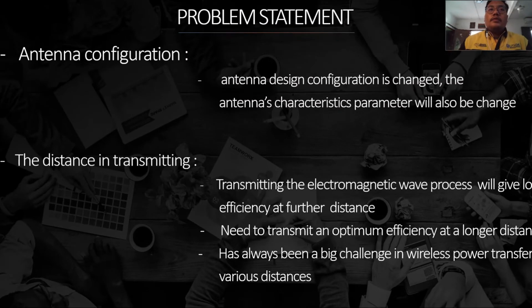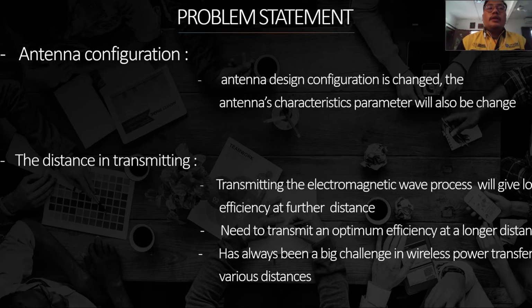The problem statement has two parts. The first is the antenna configuration. There are a lot of types of antenna that can be used for wireless power transfer. So, if the antenna design configuration is changed, the antenna characteristic parameters will also be changed, so it depends on the performance. The performance of an antenna depends on the characteristics of the antenna.